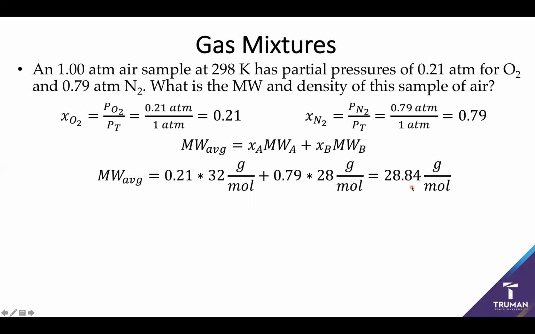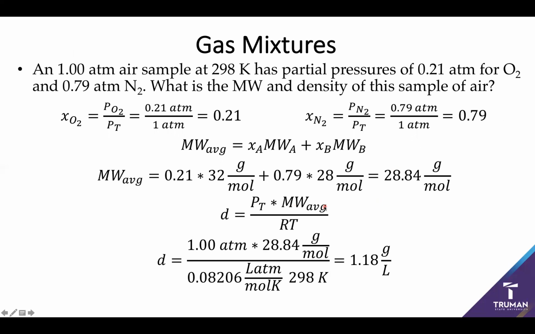Now, this is important as it will help us calculate the density of air. So air has a pressure of about 1 atmosphere and a molecular weight of just under 29. So by plugging these in, not forgetting to keep your temperature in Kelvin, it turns out that air has a density of about a little more than 1 gram per liter.